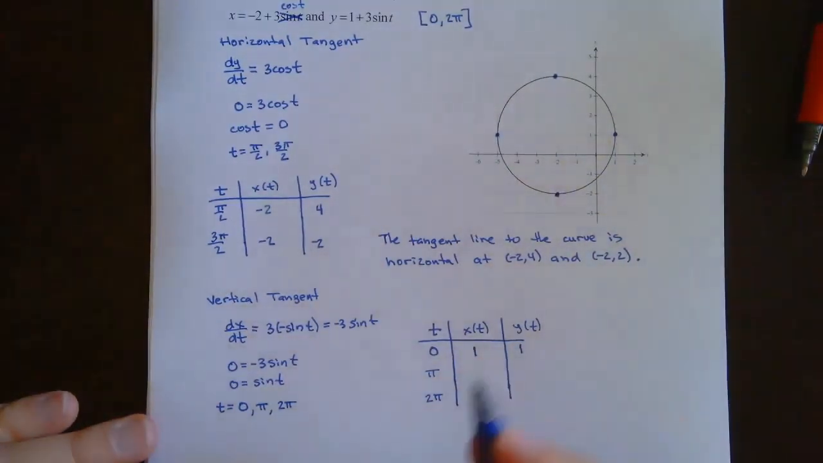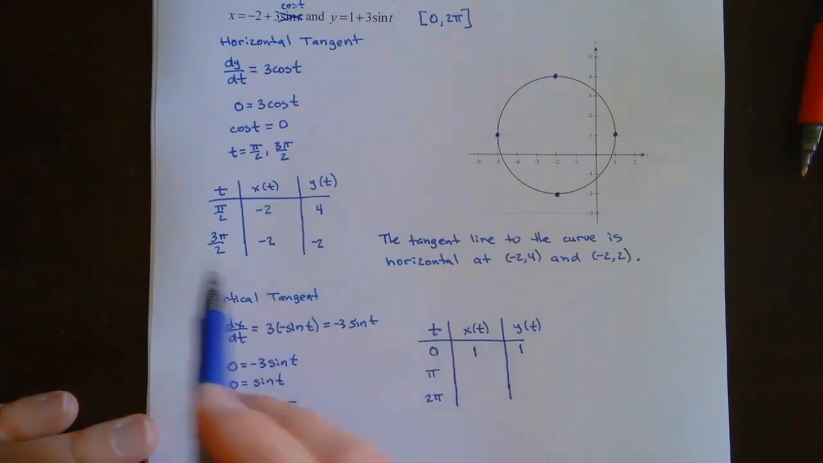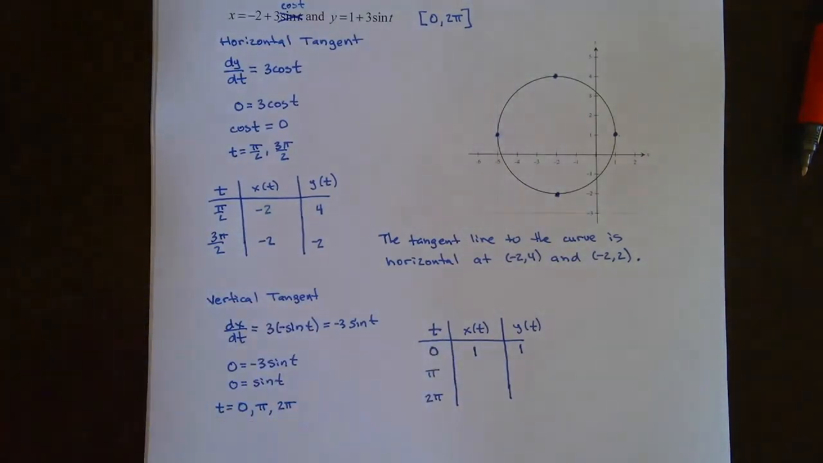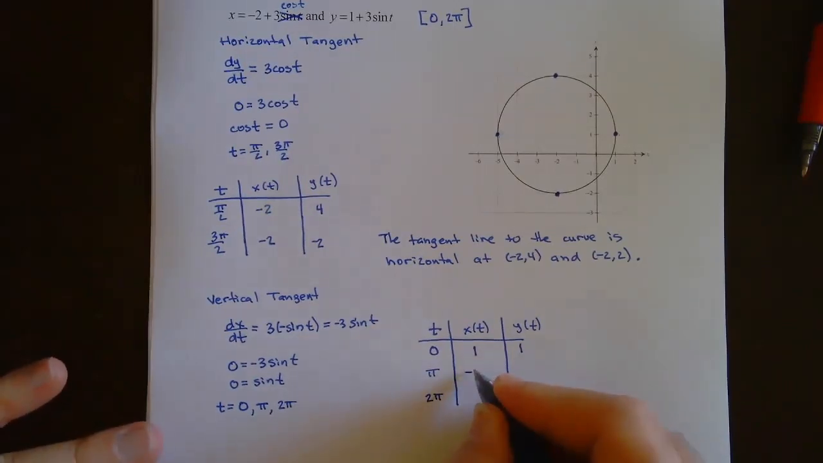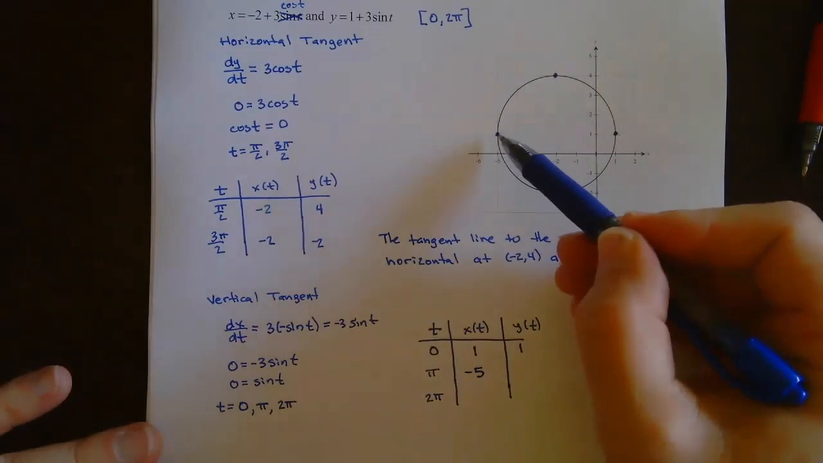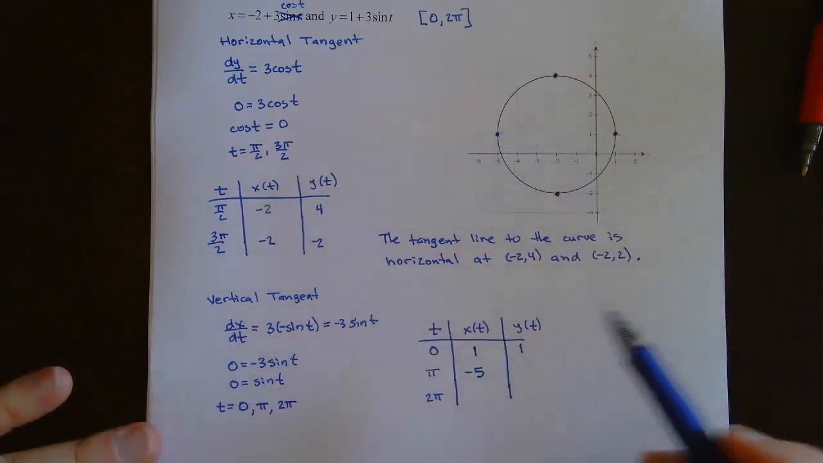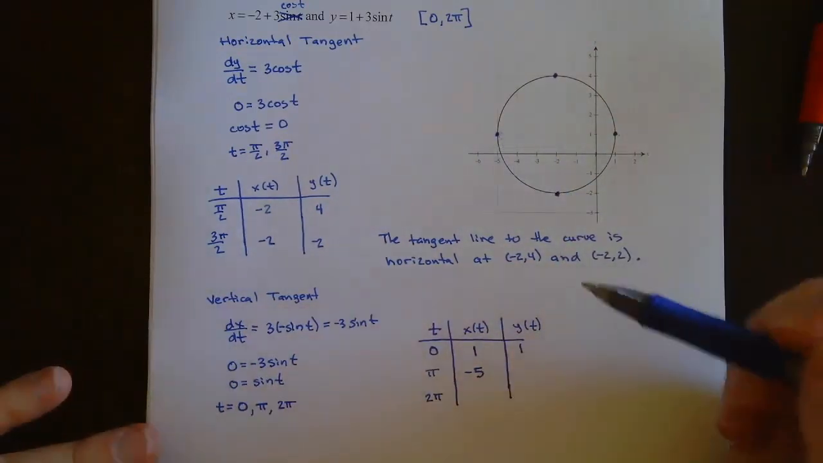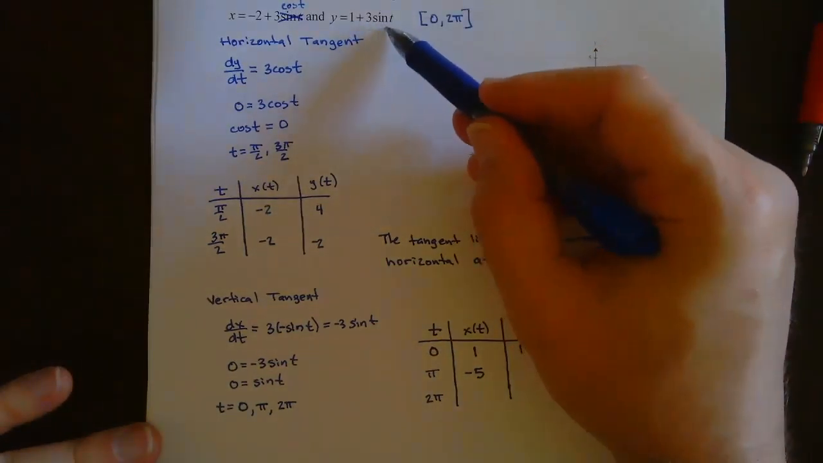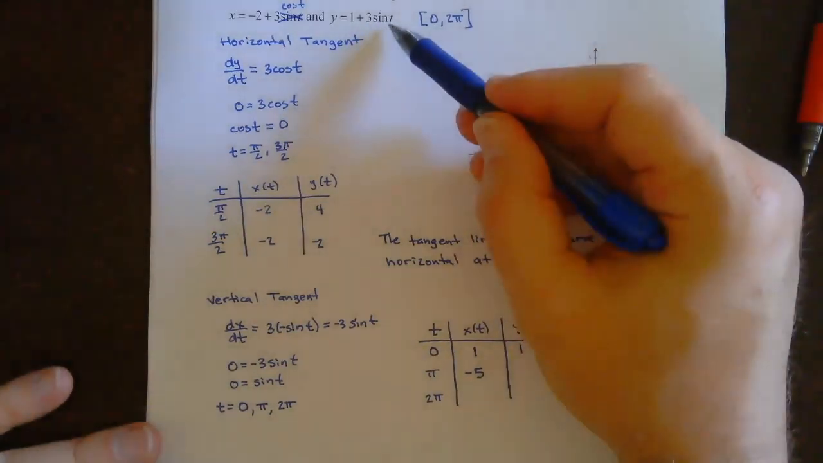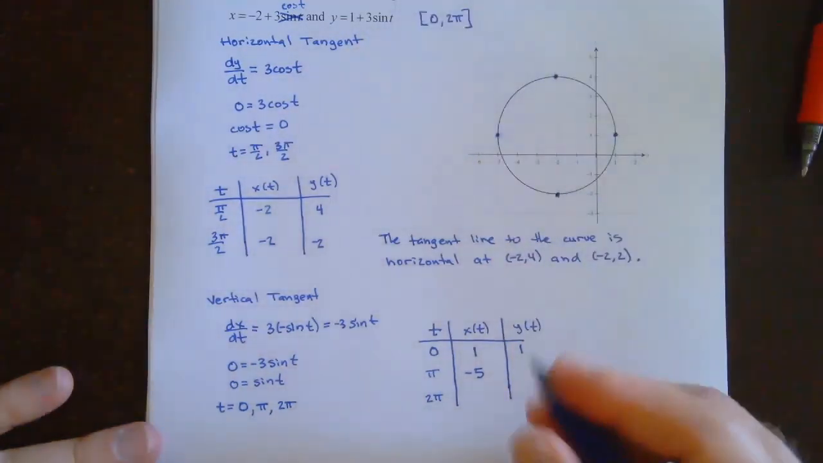Now, how about at pi? Negative 2 plus 3 times cosine of pi. Cosine of pi would be negative 1, and negative 1 times 3 is negative 3. Plus the negative 2 makes negative 5. And that should be making sense because that's this point right here. And we should get 1 out of this. So how about when we put pi in here? Well, what's 3 times sine of pi? Sine of pi is 0, and 3 times 0 is 0. 1 plus 0, it's 1.